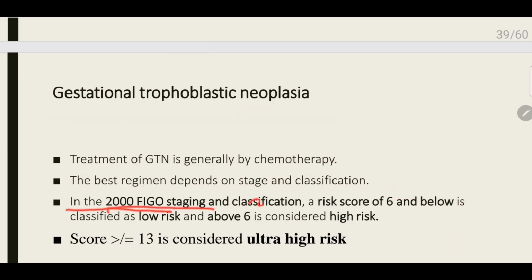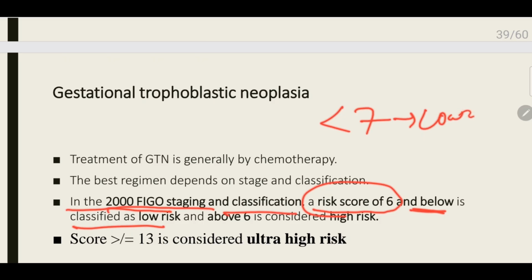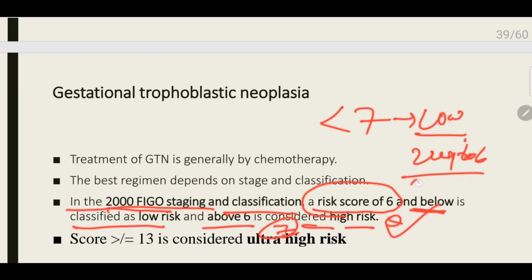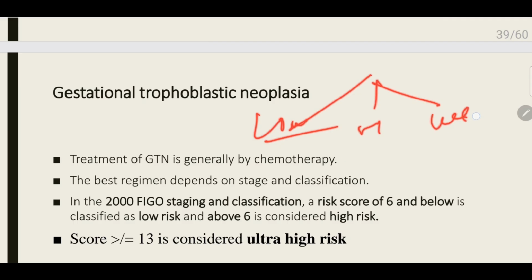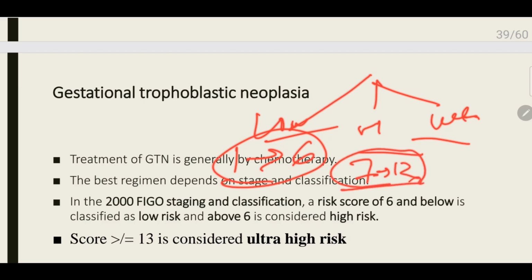In the 2000 FIGO staging and classification, a score of 6 and below is classified as low risk, that is less than 7 is low risk. It can be up to 6, and above 6, that is 7 onwards, is considered high risk. Score more than or equal to 13 is considered as ultra high risk. So risk assessment is low risk, high risk or ultra high risk. When the score is 1 to 6, it is low risk, 7 onwards up to 12 is high risk, 13 or more is ultra high risk.